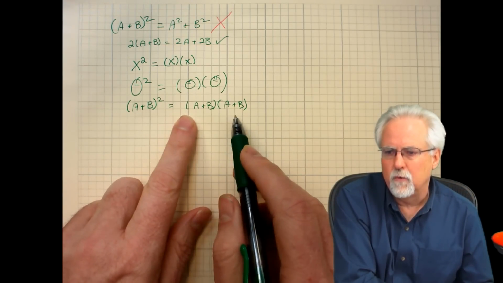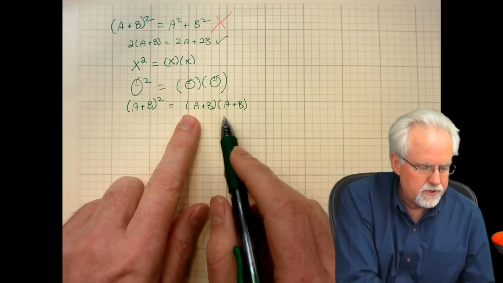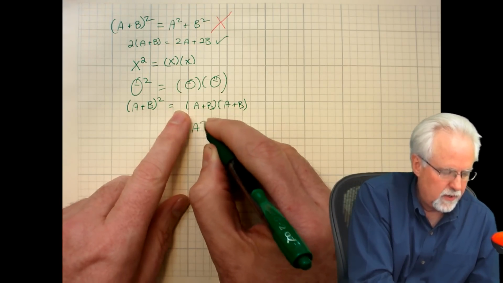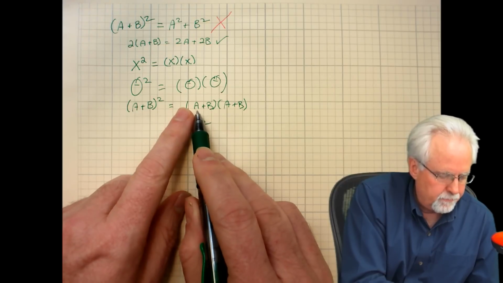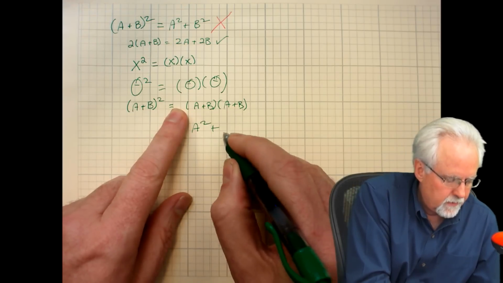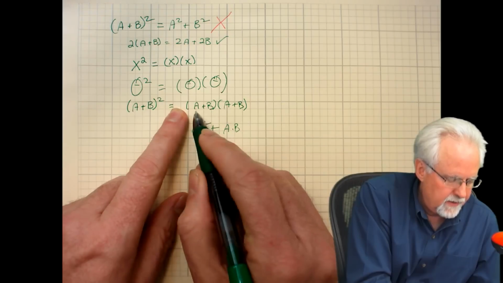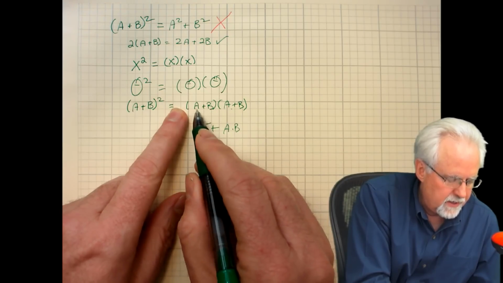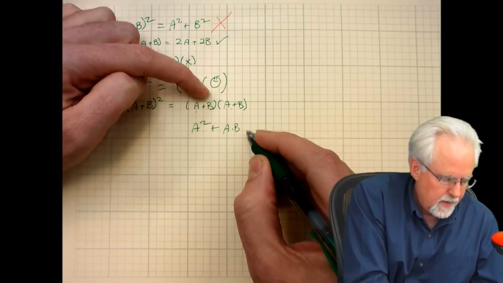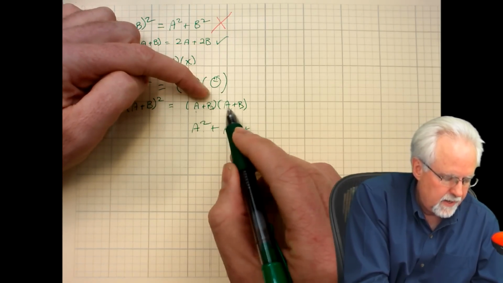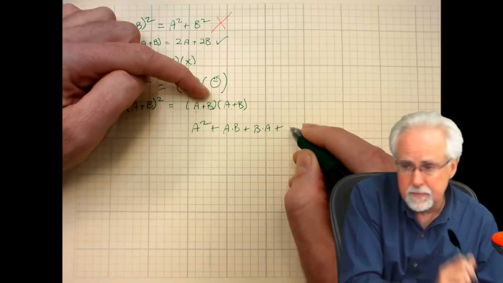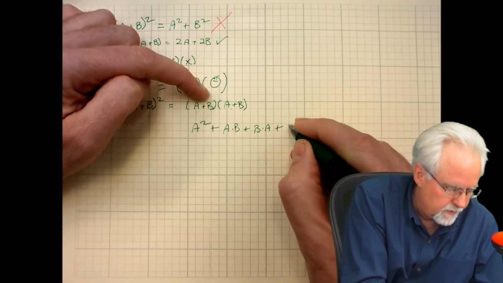Well, a lot of people call it FOIL, but basically you just take the first term and multiply it by the next one. So a times a is a squared, and then plus the next term, a times b. So we have a times a is a squared, plus a times b is ab, and then we move our finger over to the b term, and we do the same thing, plus b times a, plus b times b. And b times b is, you guessed it, b squared.